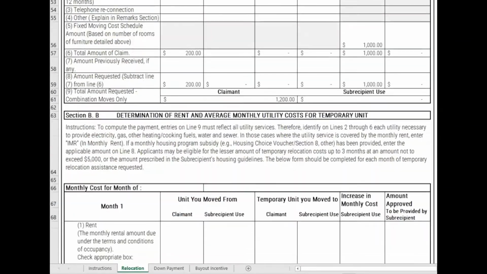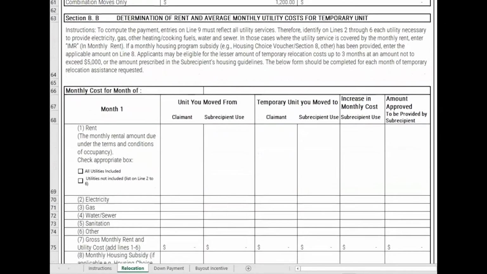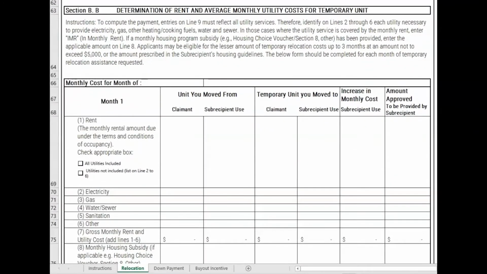Section BB. Section BB is for applicants to compute payment for rent and utility costs that surpass what the applicant would have paid at the permanent dwelling from which they are being temporarily displaced.